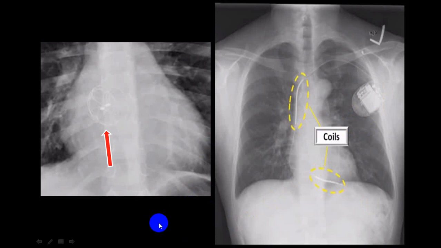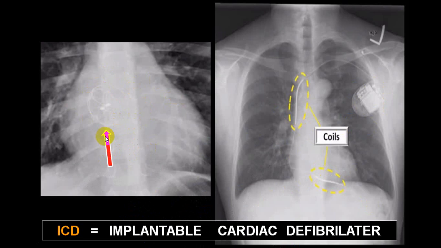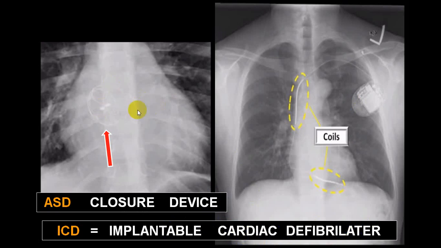Now, if you see this type of structure in a cardiac shadow, very frequently this is an implantable cardiac defibrillator or cardioverter defibrillator, and this is very frequently an ASD closure device.